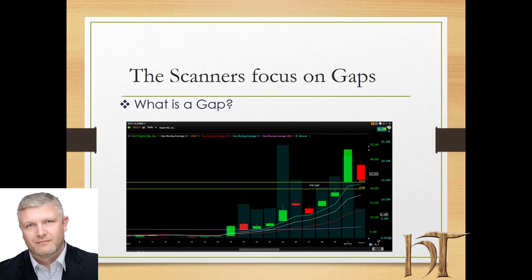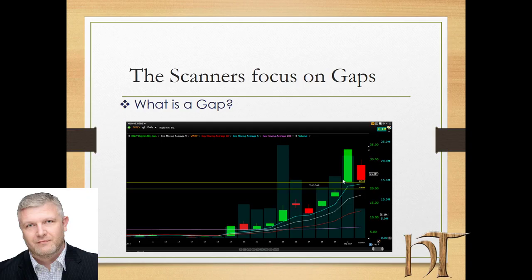So in the morning, my scanners are focused in on gaps. I look for stocks that are gapping up. And a gap is simply a stock that's opening higher than it closed the day before. So overnight, there's going to be a price gap, and on the daily chart, you'll see this little window here, and we call that the gap. Sometimes I call it a window or a little pocket.